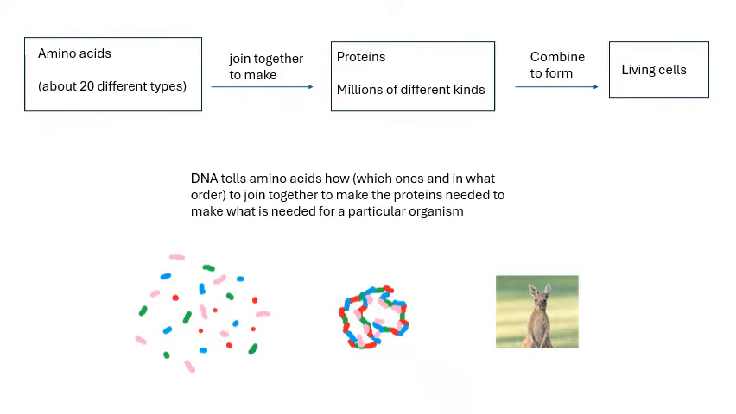Now, the DNA tells the amino acids, in other words, which amino acids and in what order to join together to make particular proteins. Bits of the DNA correspond to different proteins. And if you get it all right, then you end up with a particular organism, like Kevin the kangaroo. So DNA tells the amino acids how to join together to make the proteins needed to make Kevin the kangaroo.